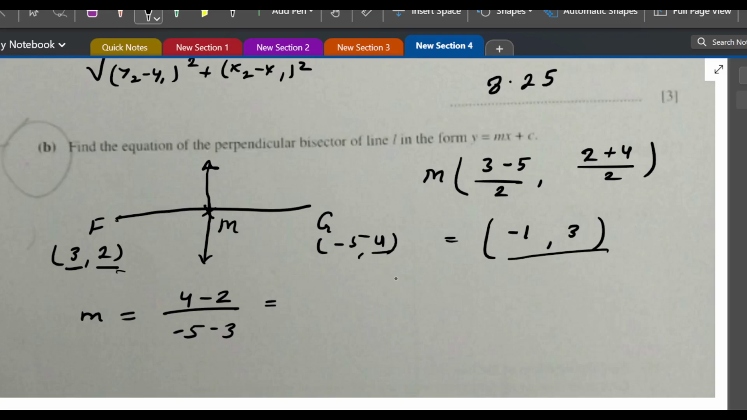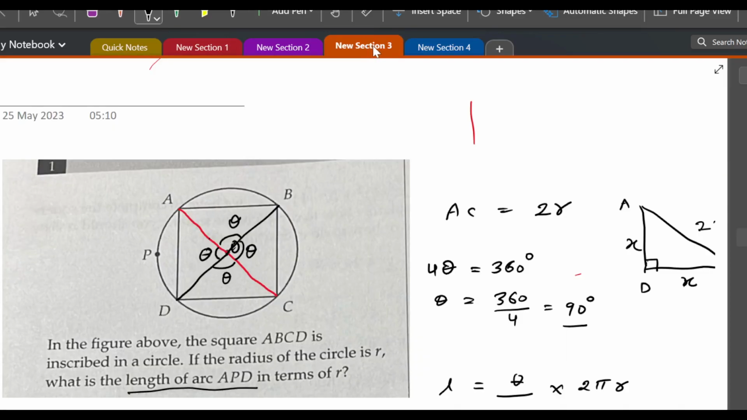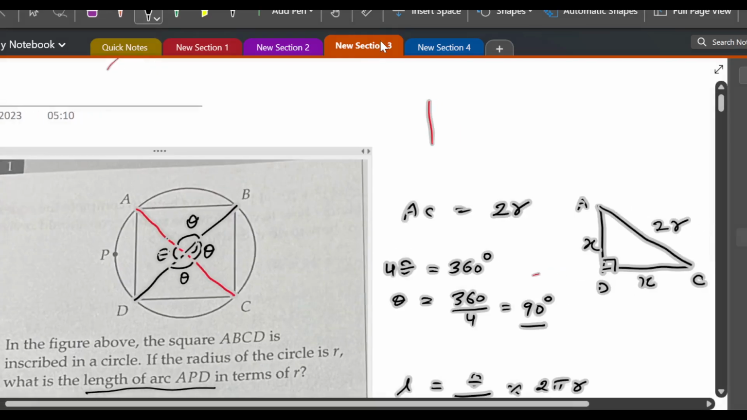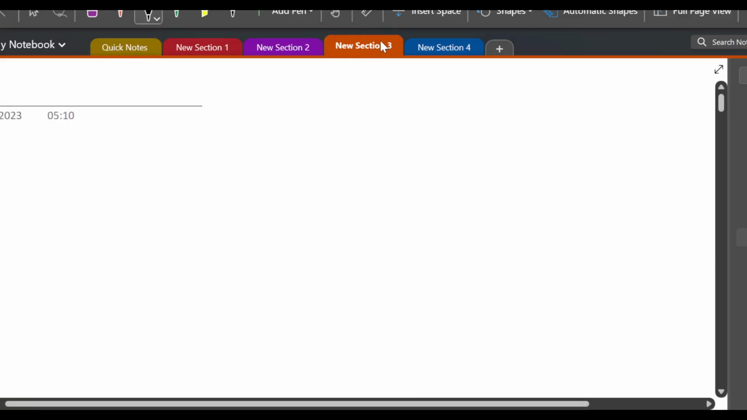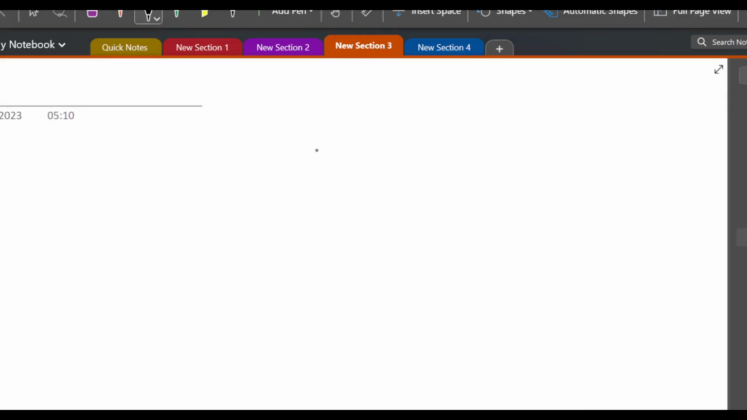For the midpoint, okay. No, I will make you understand. Let us first understand that part. Why are we subtracting and why are we adding?